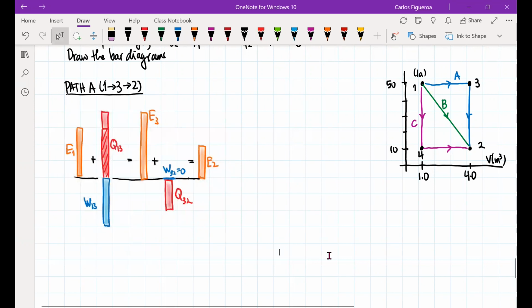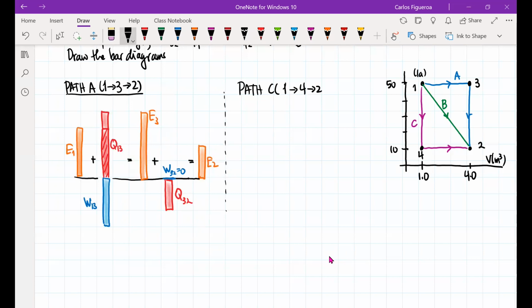So now I'm going to go in and look at path C. Path C goes from 1 to 4 to 2. Now I'm going to play the exact same game. They have to start off with the same internal energy, and you can see here is E1.